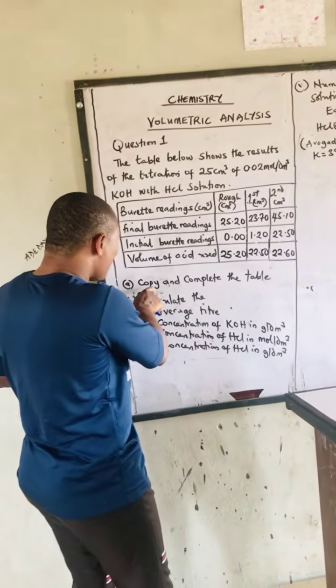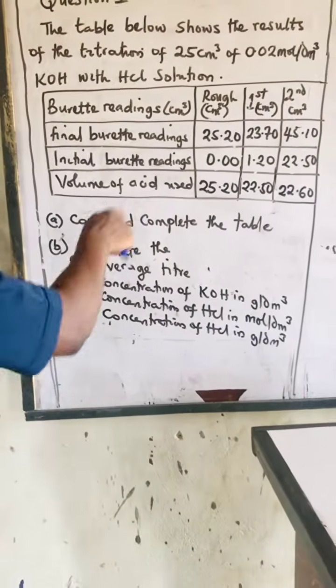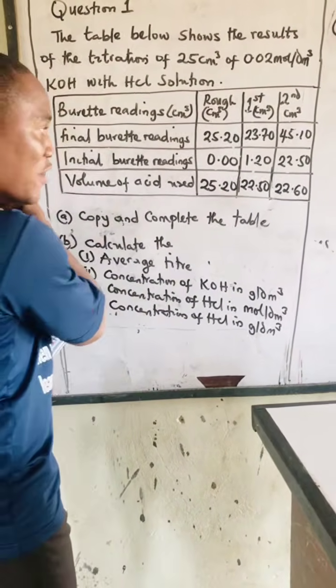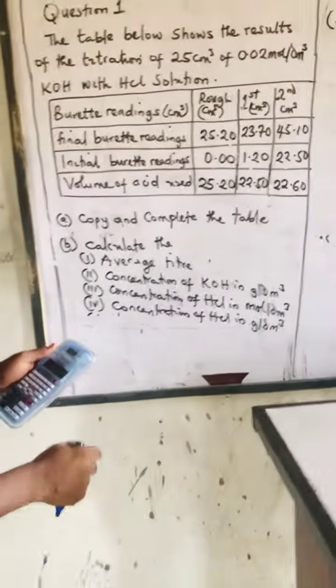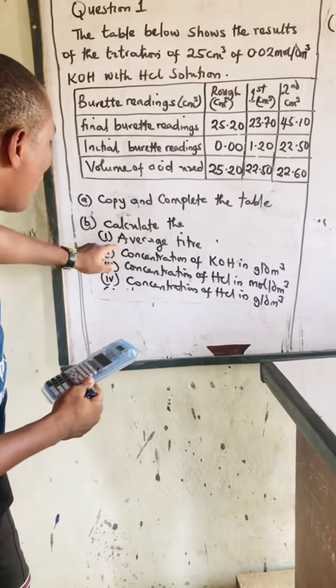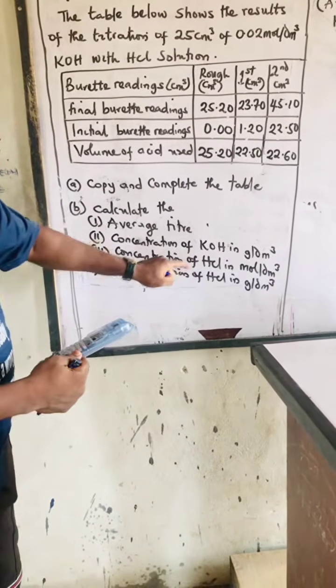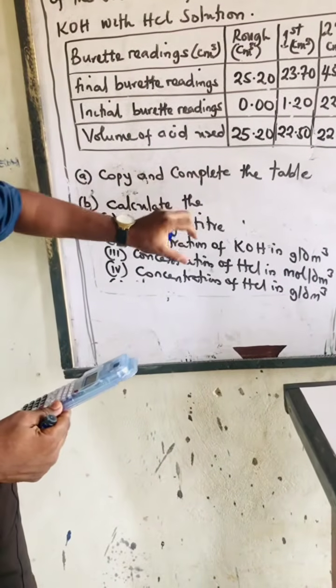So the first question is copy and complete the table. We have done that. This is the value for the first table. This is the value for the second table. This is the value for the third table. Now the next question is calculate the average titer. What do you mean by that? They ask us to calculate the average volume of acid that is used.